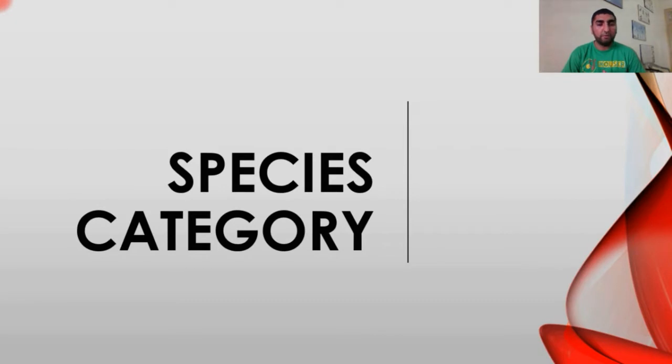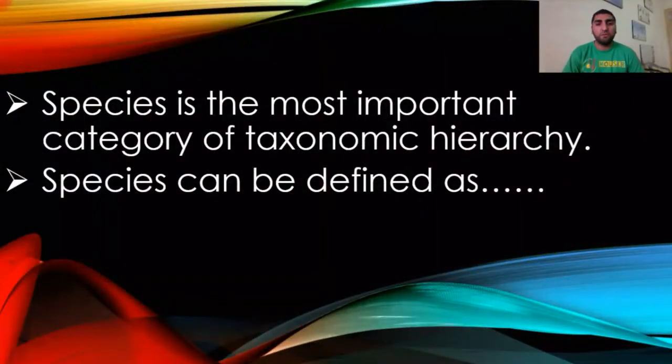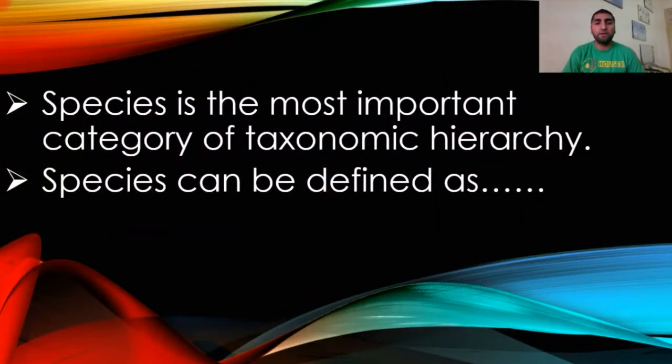Today we will discuss the species category. In the previous lecture, we discussed various species terminologies, and now I think those terminologies are very clear. So today we will start with the species category, various concepts regarding species. So here we go. Species is the very important category of taxonomic hierarchy. As I told you, the species is the basic unit of classification, so it's very important.